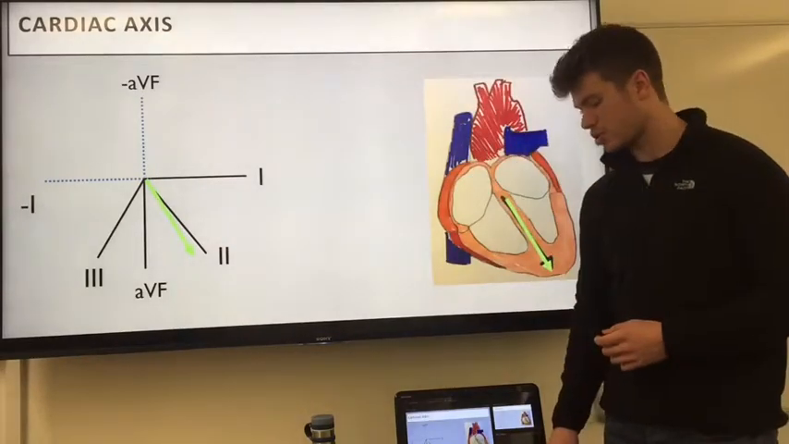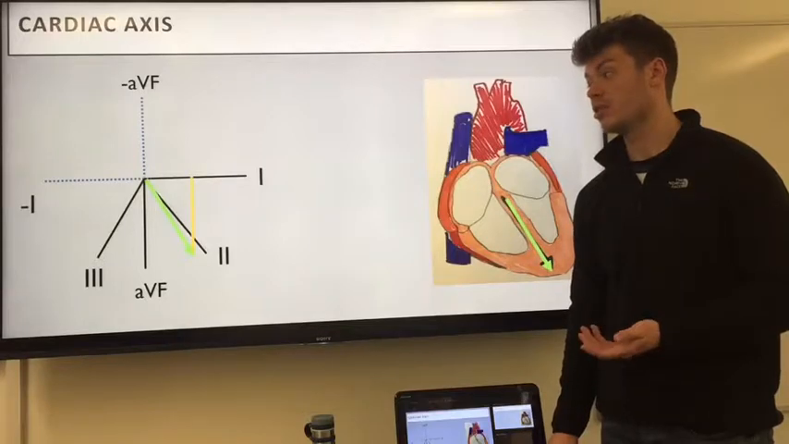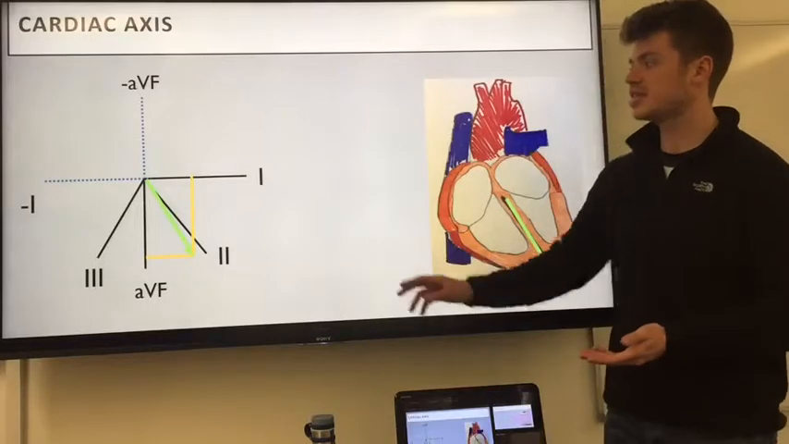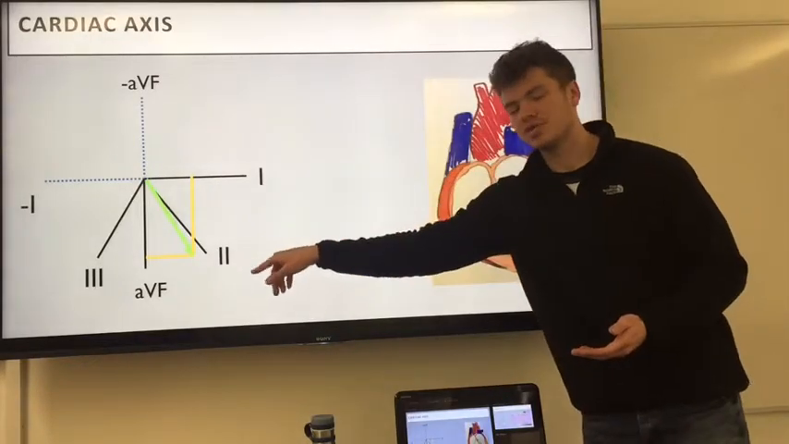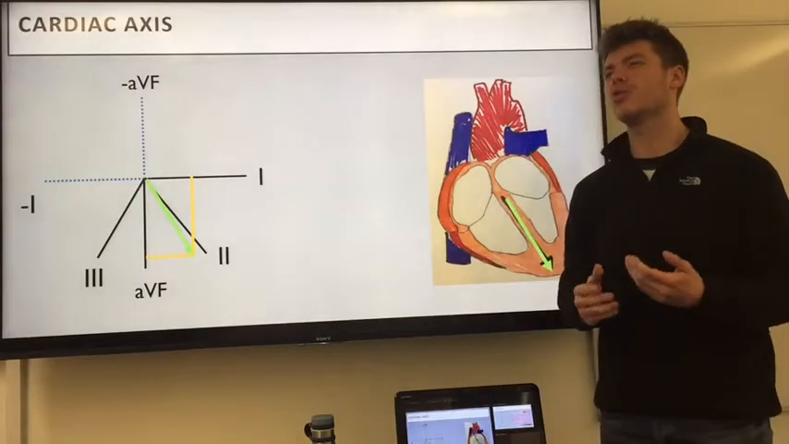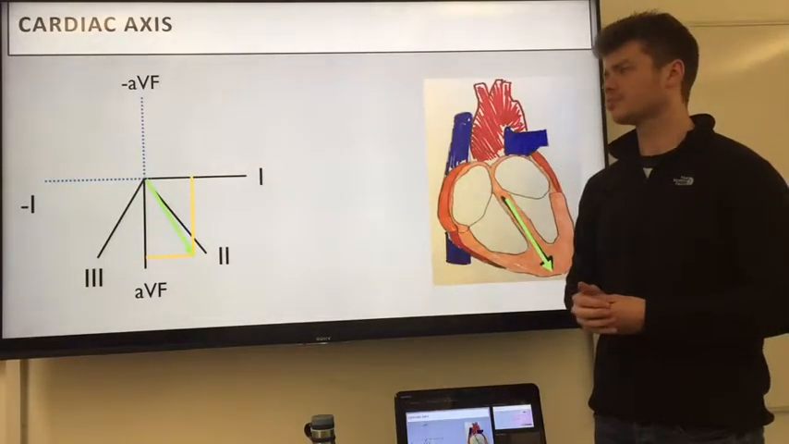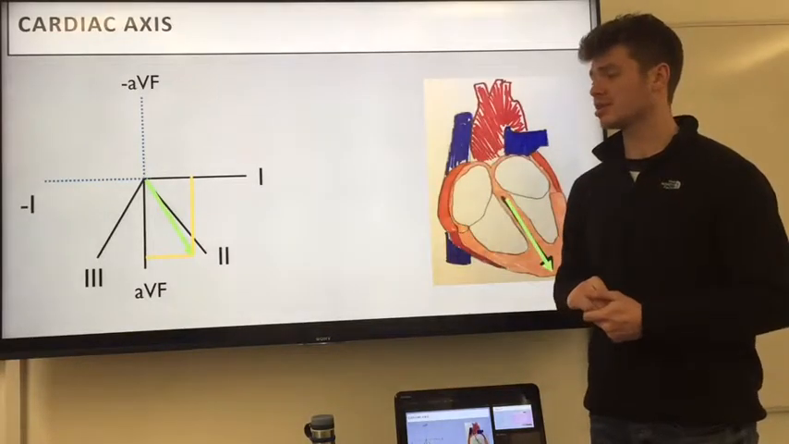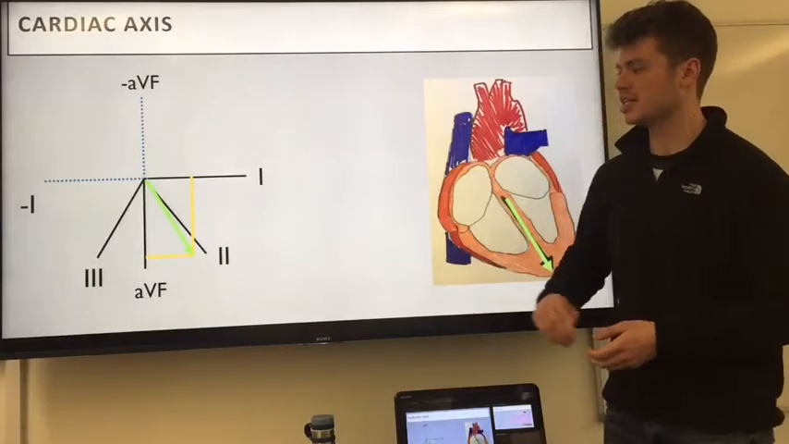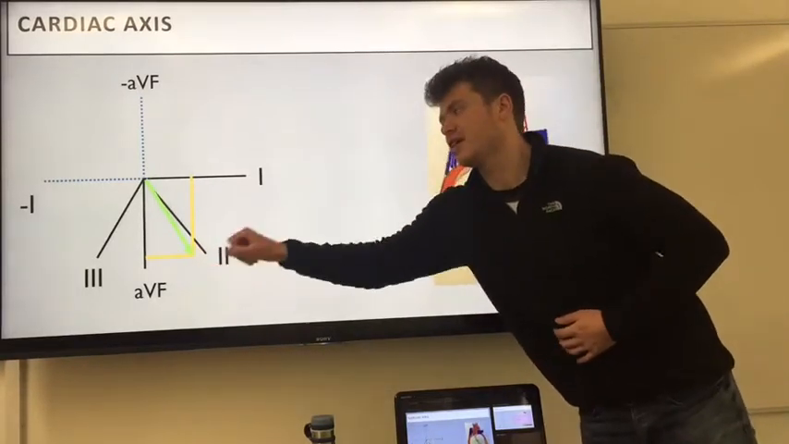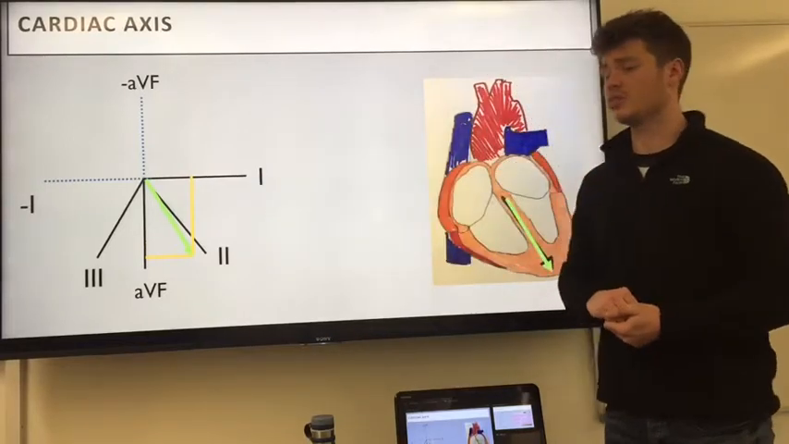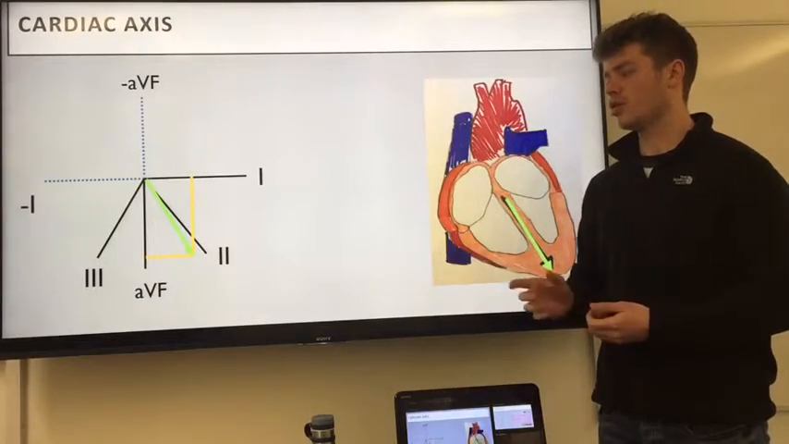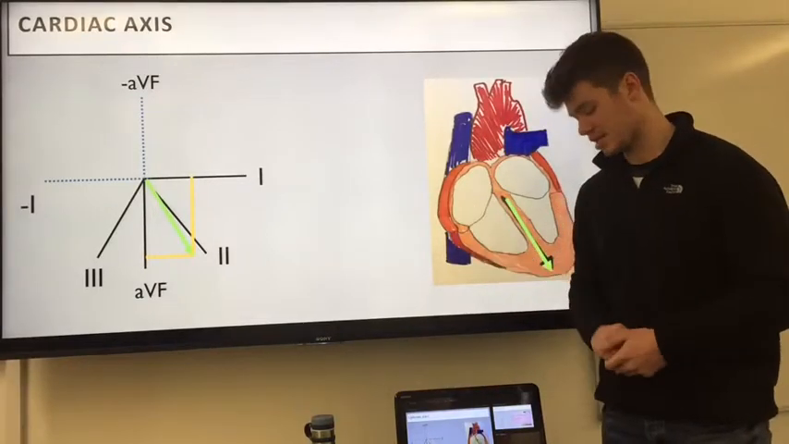So let's see how far across lead 1 it went. It went that far across. Let's see how far across lead AVF it went, there. So we can see that it went to the positive end of lead 1, the positive end of lead AVF. So if we think what would the ECG look like, the QRS in lead 1 should be positive, the QRS in lead AVF should be positive, but you can see it actually goes down quite a bit further on the positive AVF line than it does on the positive lead 1 line. So I make a guess that the QRS in AVF will be much taller than the QRS in lead 1.